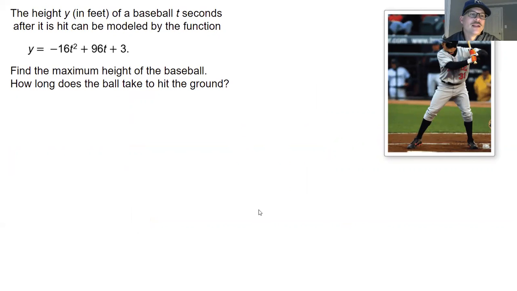All right, a real life problem. After a ball is hit, it can be modeled by the following function: y = -16t² + 96t + 3, where y is your height and t is seconds after the ball is hit. We need to find the maximum height of the baseball, and then how long it took for the ball to hit the ground.